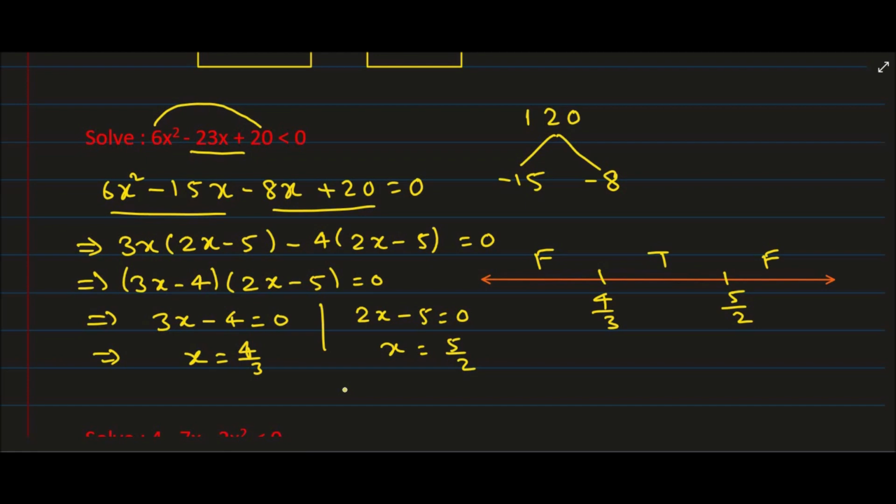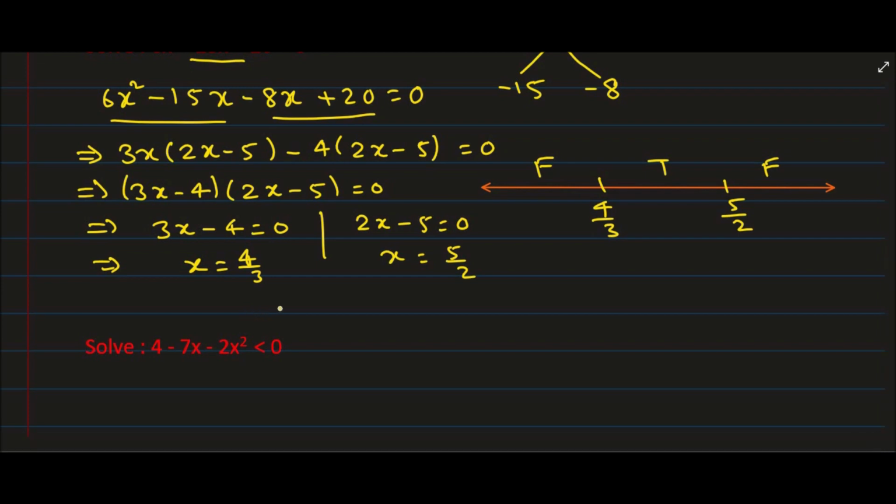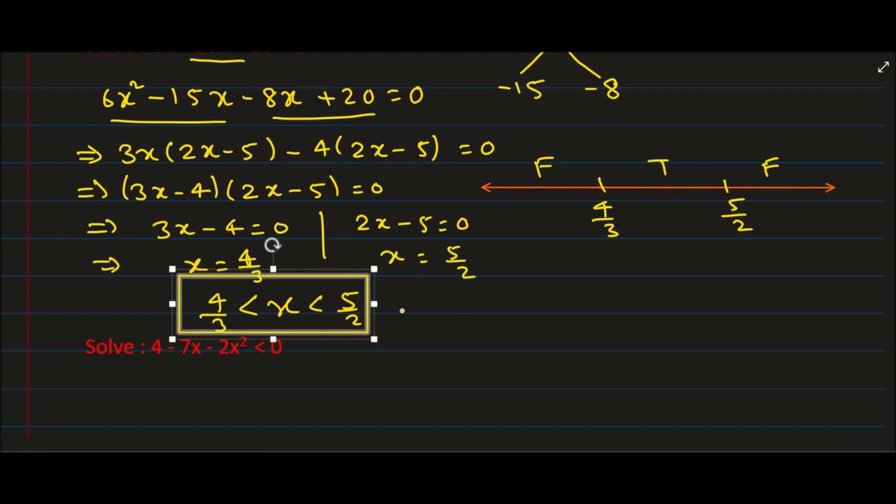Now how to write the solution for this? The middle region is true, which means our solution lies in that region. So how to write that? Let us write our solution. x is less than 5 by 2 but greater than 4 by 3, meaning x is between 4 by 3 and 5 by 2. Let me put this in a box. So this is our solution.